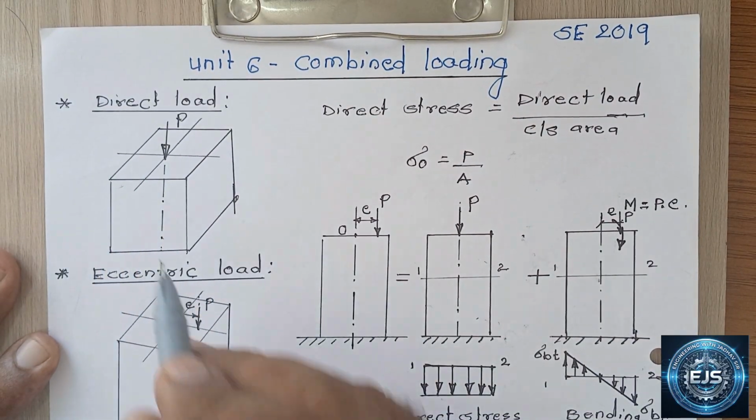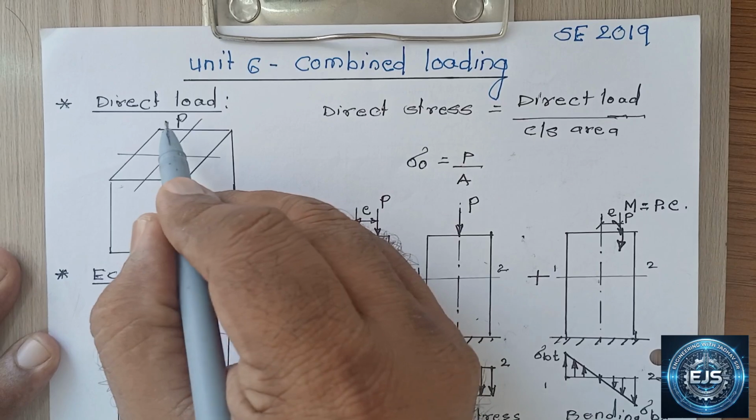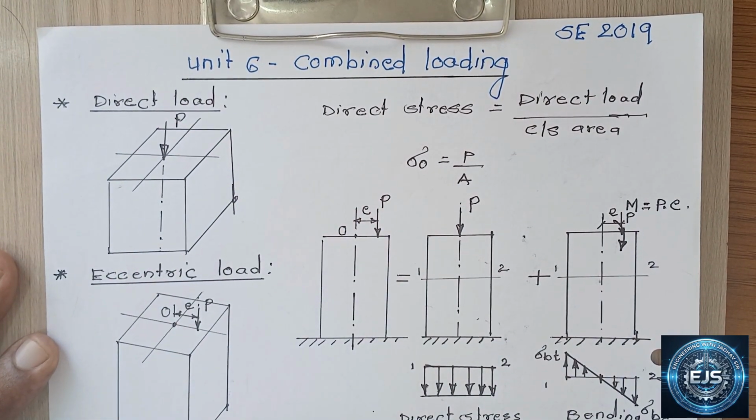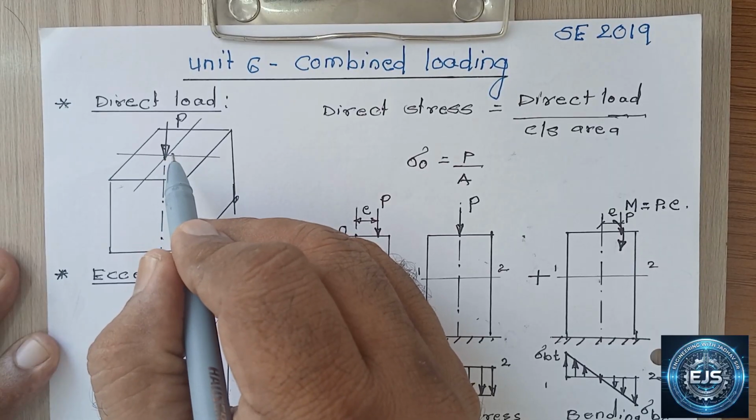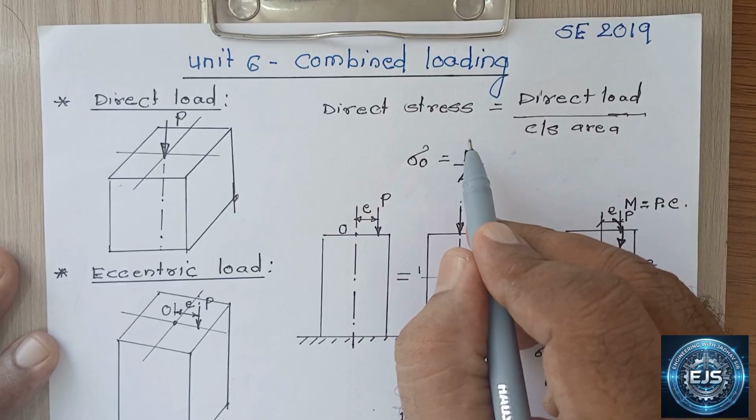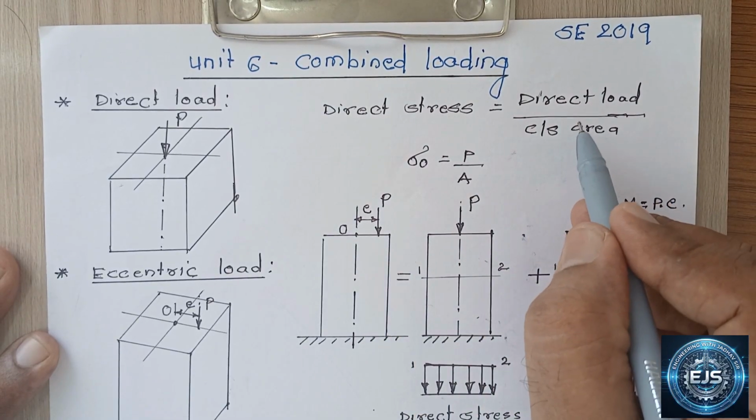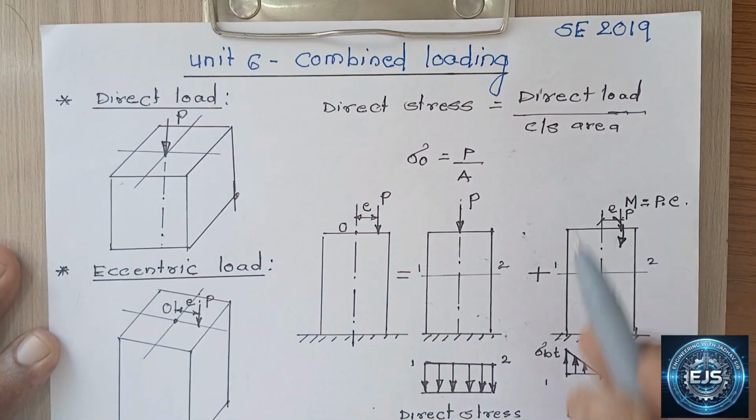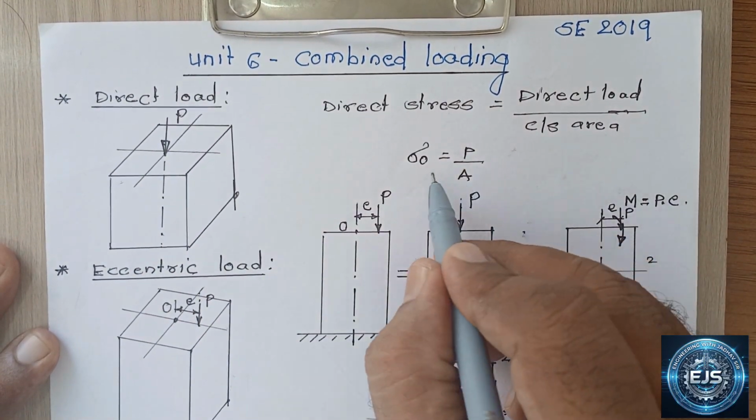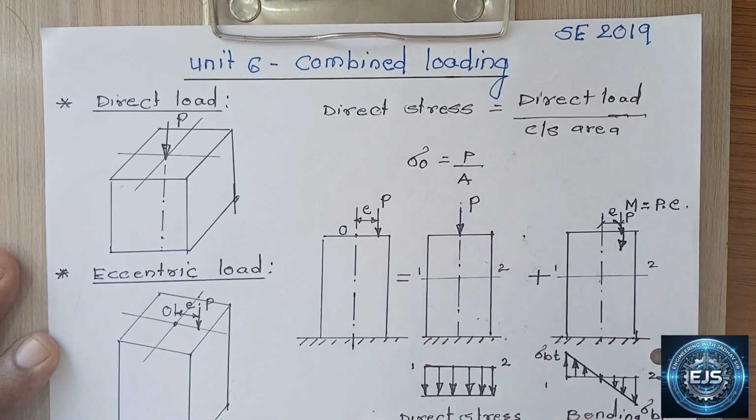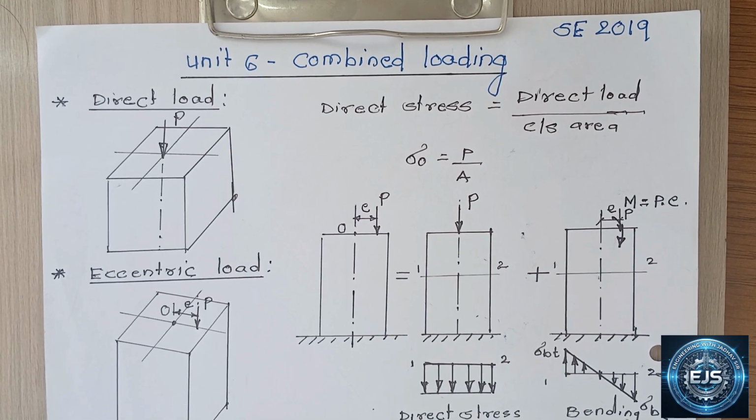First of all, direct load. This is a rectangular column, and it is subjected to a compressive load P, and this load acts at the CG of this column. So this load is considered as a direct axial load. Direct axial stress developed in the column is equal to direct load divided by cross-sectional area. If it is a rectangular cross-section, the area is B into T. So direct axial stress is denoted as sigma naught, and that is equal to P by A, where P is the compressive load and A is the cross-sectional area of the column or member.